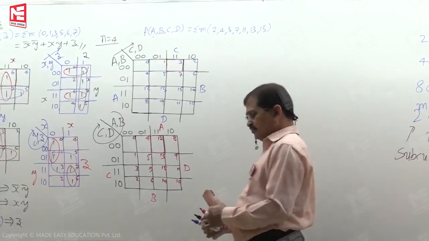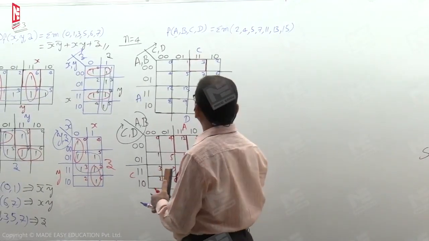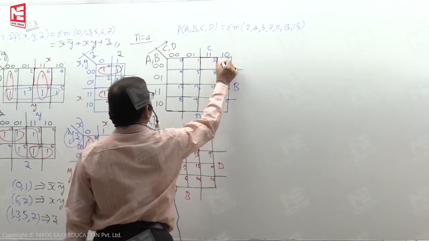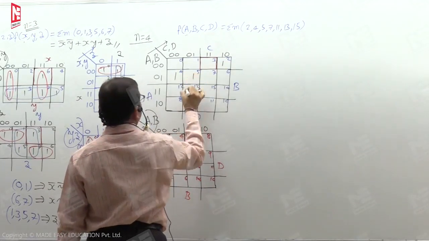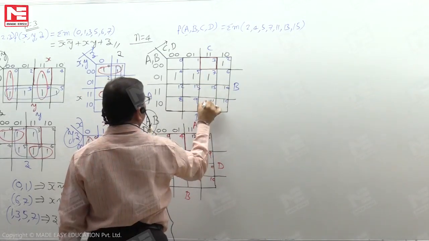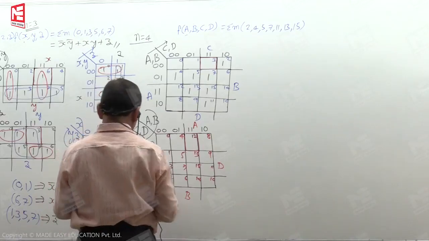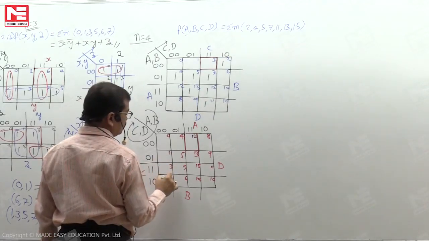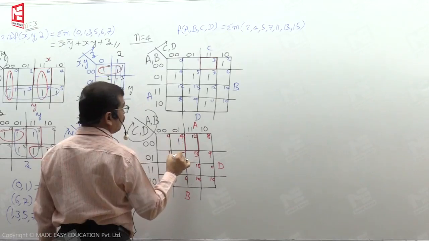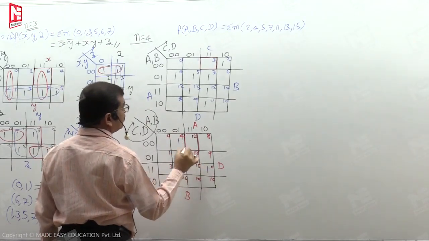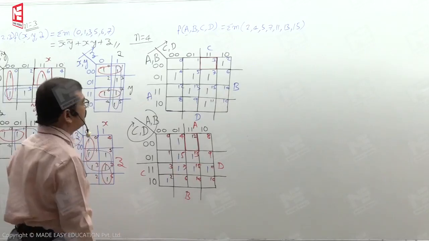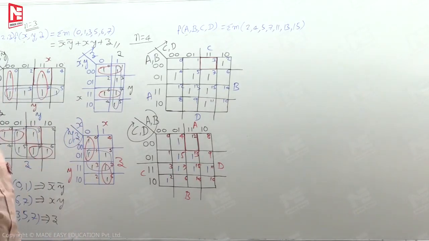So if you look here, the main terms we are having are 2, 4, 5, 7, 11, 13 and 15.